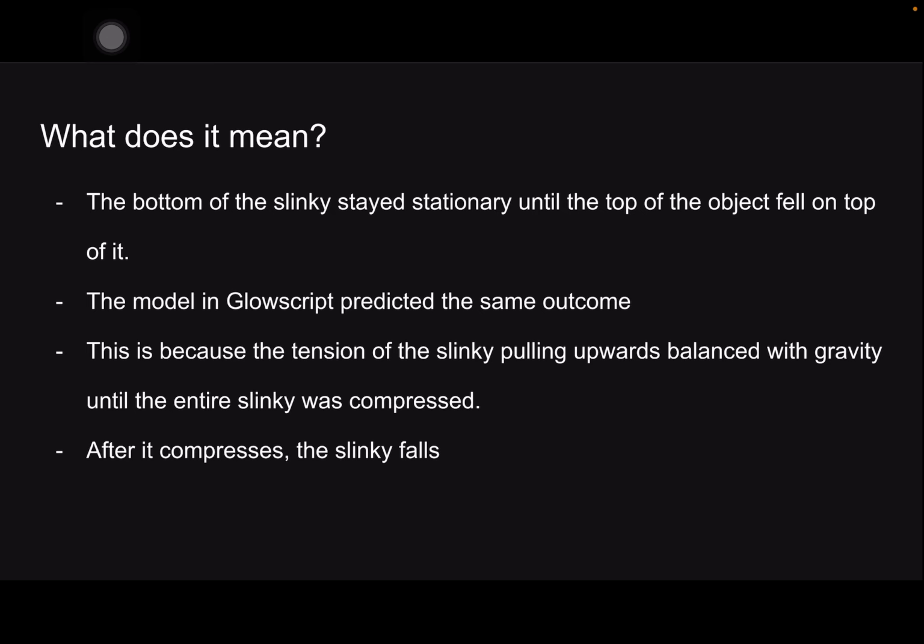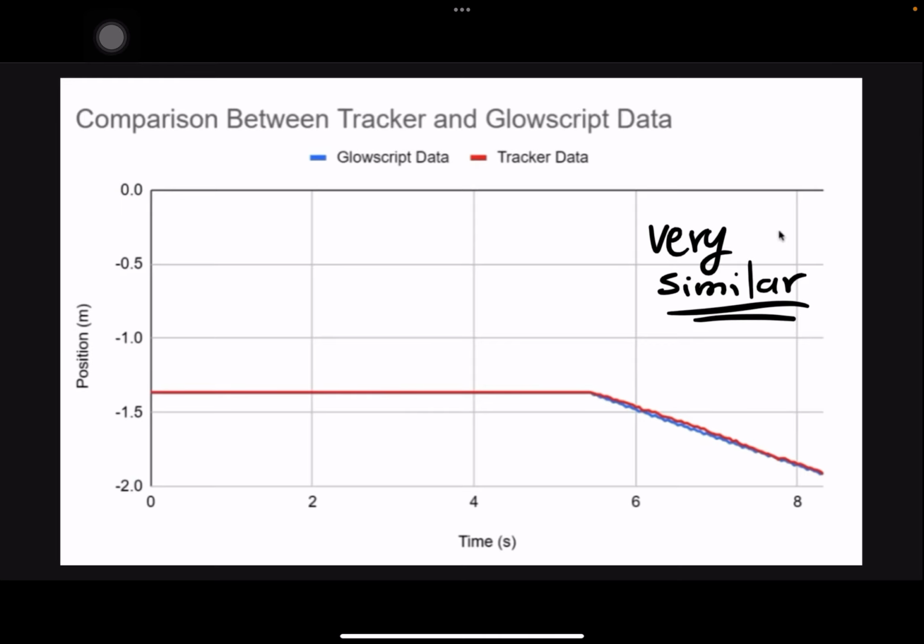So the model in our GlowScript has the same predicted outcome as our Tracker data. This is because the tension in the Slinky is pulling upwards and it's balanced with gravity until the entire Slinky is compressed. After the Slinky is compressed, it falls to the floor, which is why we have this comparison. You can see how the line is straight, but once it starts falling towards the floor, it goes down towards -2 meters.